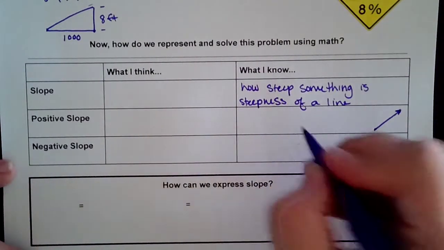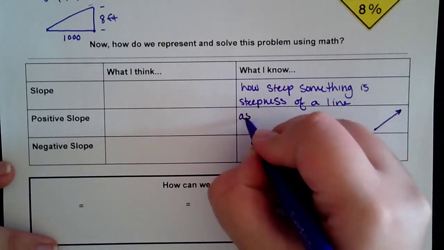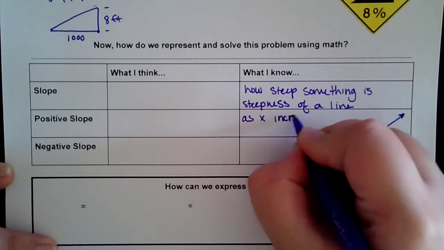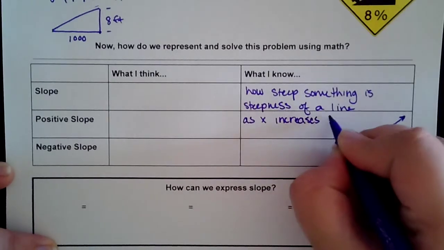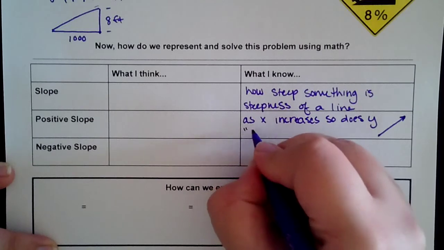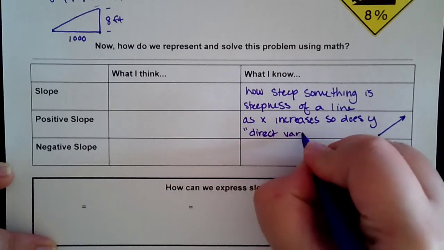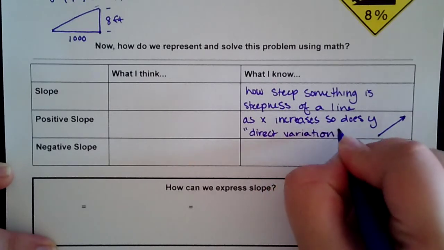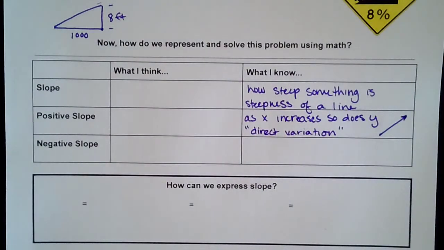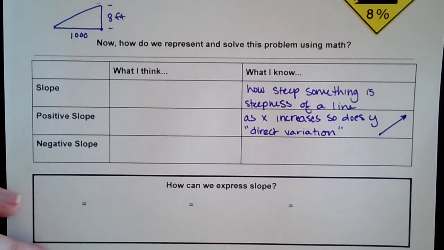Another name for a positive slope is called direct variation, which basically means as x increases, so does y. You might see this also referred to as direct variation. In fact, we're going to look into this in more depth in the next lesson because there's a lot that goes into that specific idea.